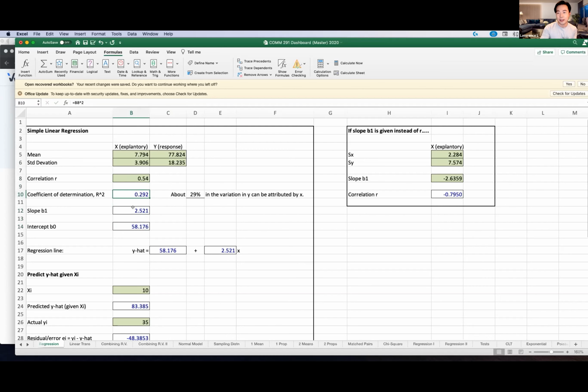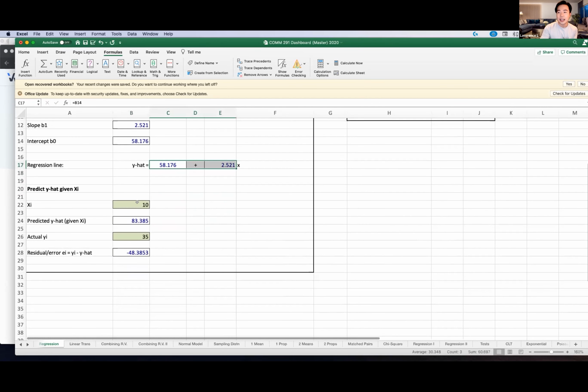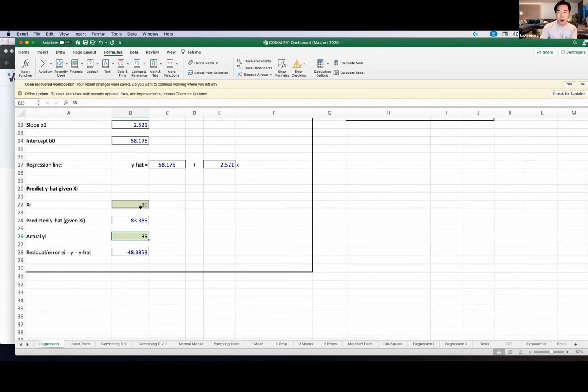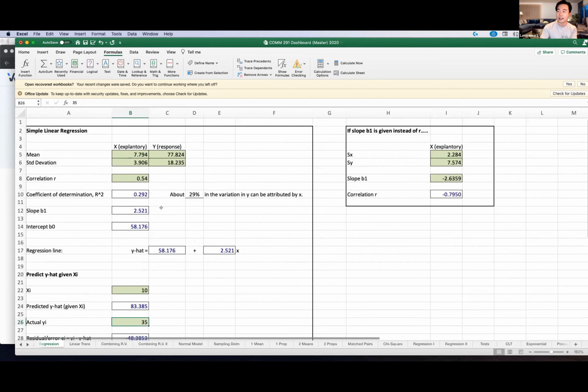We got the R squared, the slope, the intercept, the regression equation line. Once we have the regression equation line, we can start making predictions by plugging in the X value and the actual Y value. So that's where we left off yesterday. So let's go from there.